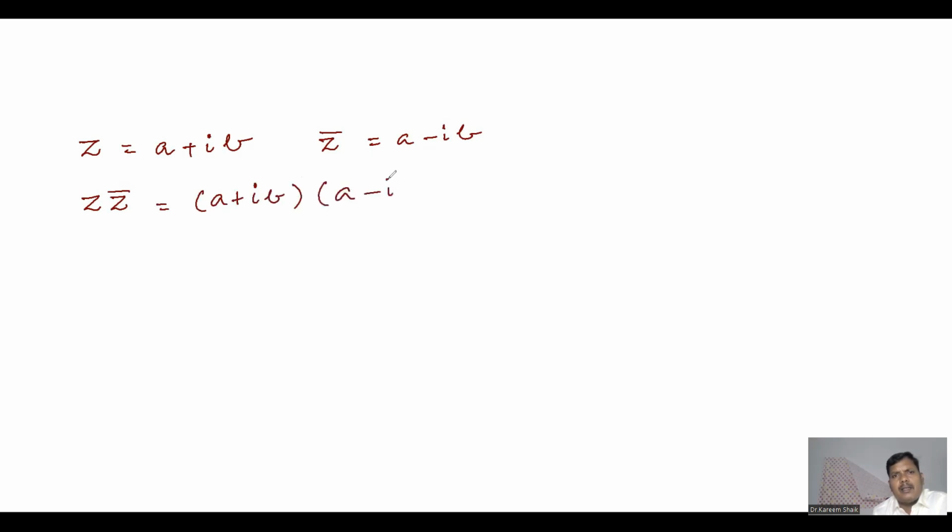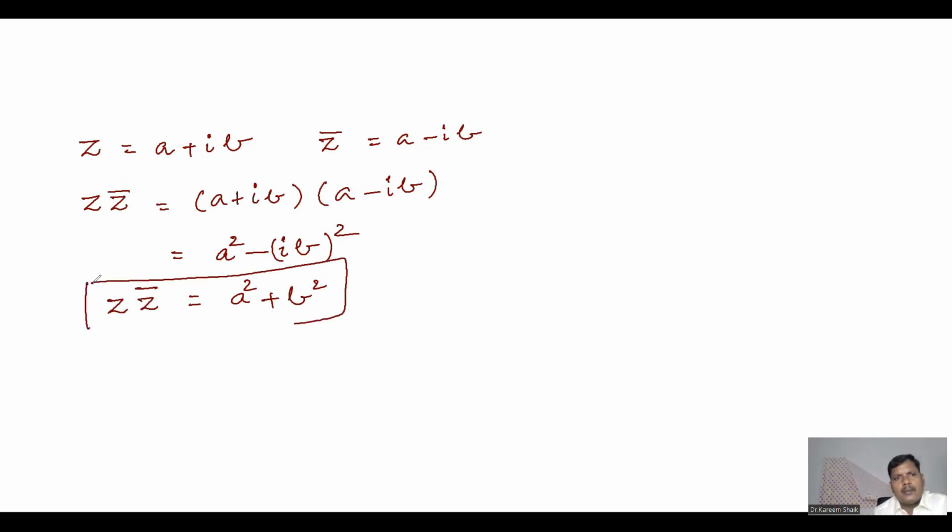Okay. Now we'll find the product of a complex number and its conjugate. So z is a plus iota b, and z bar is a minus iota b. What is z times z bar? That equals a plus iota b times a minus iota b. It is in the form of a plus b into a minus b, so a square minus b square, iota b whole square. That is nothing but a square plus b square. Why? You know iota square is negative 1, negative of negative is positive. I hope it's clear. It is also a real number.